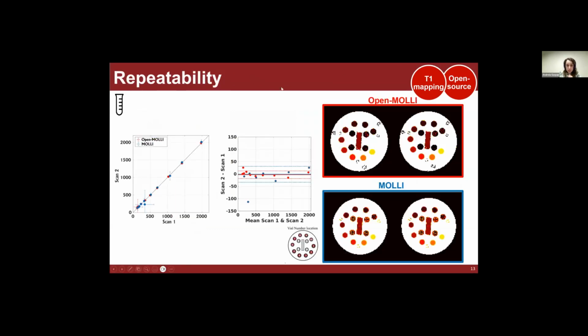In terms of repeatability, they are also very similar between MOLLI and OpenMOLLI, with only a slight outlier for the MOLLI case. But we think this is related to the fact that it corresponds to these vials, and we think that MOLLI, the clinical method, is optimized for the other values, so with this it was not able to correctly estimate.